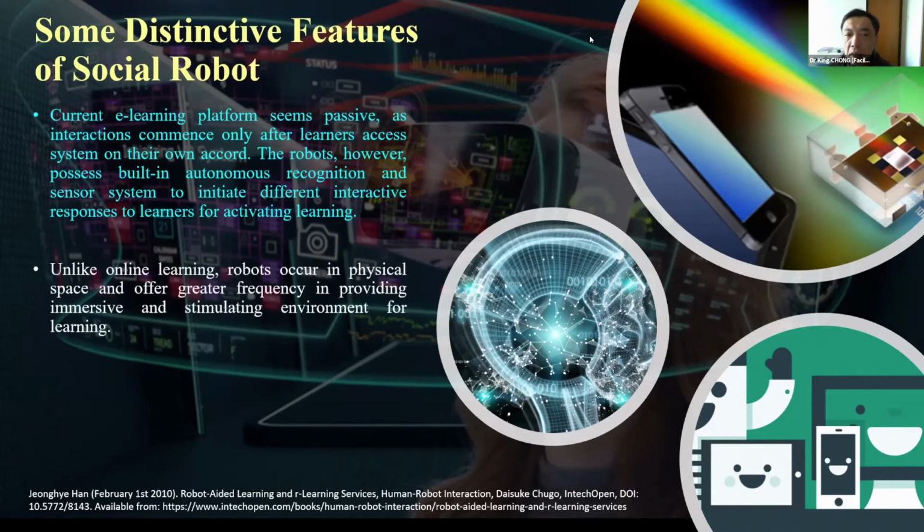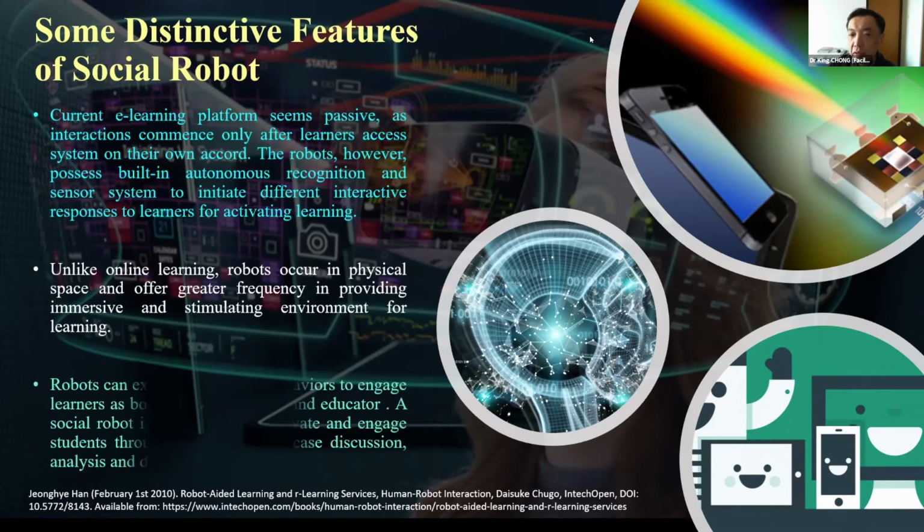The second one is, unlike online learning, which is on a virtual platform, a robot can occur in both virtual and physical space. Perhaps most impressive is its presence in the physical space, because students can see it, touch it, and work with it. So it can offer a greater frequency of stimulation. You can stimulate the student with the robot, and offer a more immersive environment for learning.